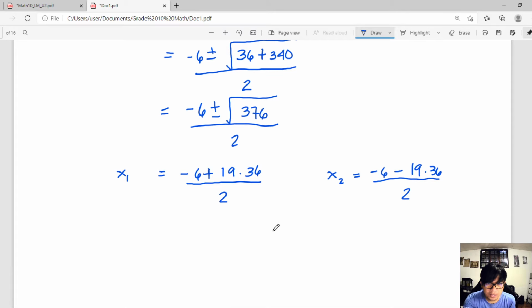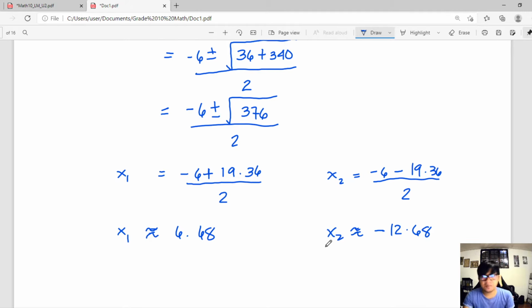As you can see, if we simplify, our x sub 1 becomes negative 6 plus 19.36, which is 13.36, divided by 2, so that is approximately equal to 6.68. On the other side, this one becomes negative 25.36 over 2, which is approximately negative 12.68.